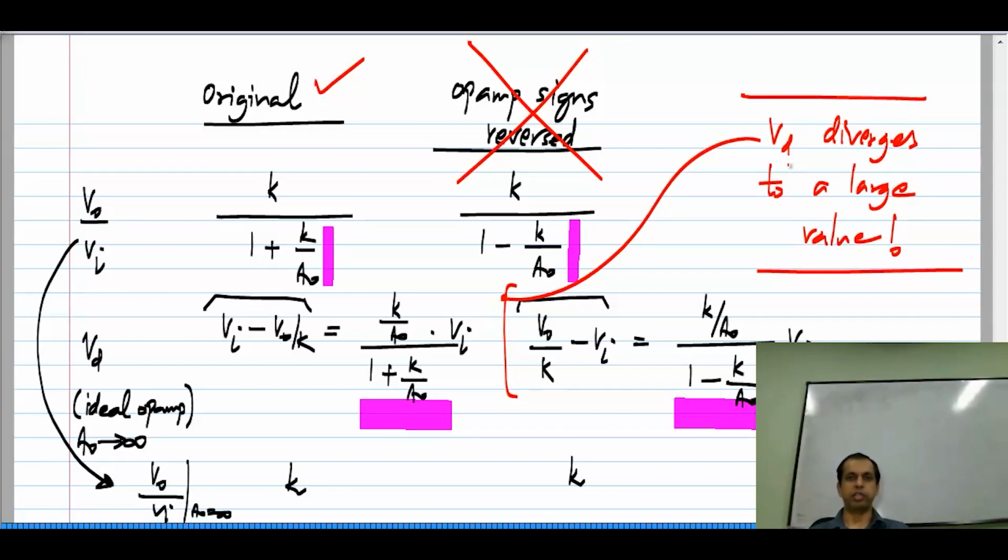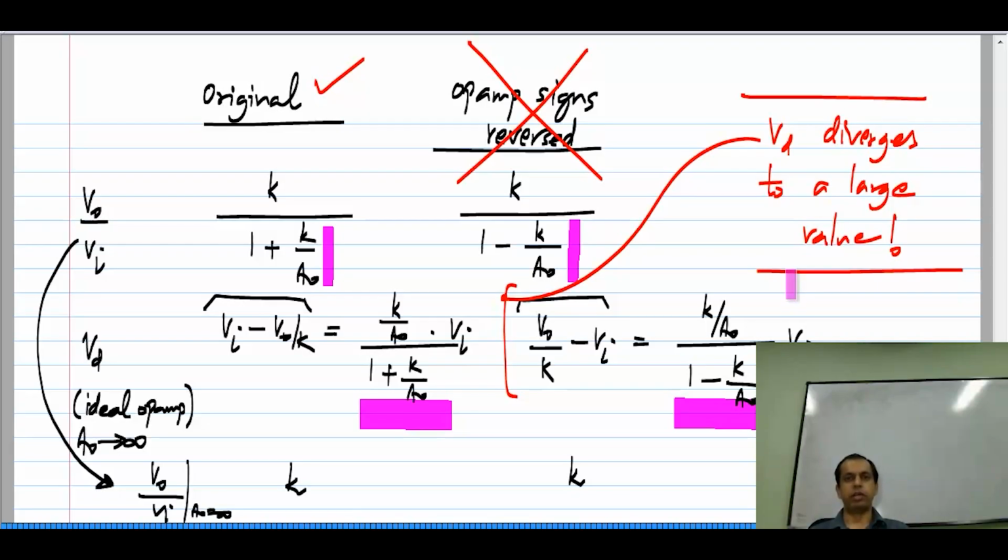Although this algebra tells you that in both cases V D is very small, and if A naught tends to infinity, V D will tend to 0, the op amp inputs will be still virtually shorted. Okay. That comes from this algebra. In this expression, if A naught tends to infinity, then this difference voltage V d will be 0. It looks like the op amp inputs are still virtually shorted, but they will not be. If you actually build it, you will find that V d diverges to a very large value if the op amp signs are reversed. Okay.